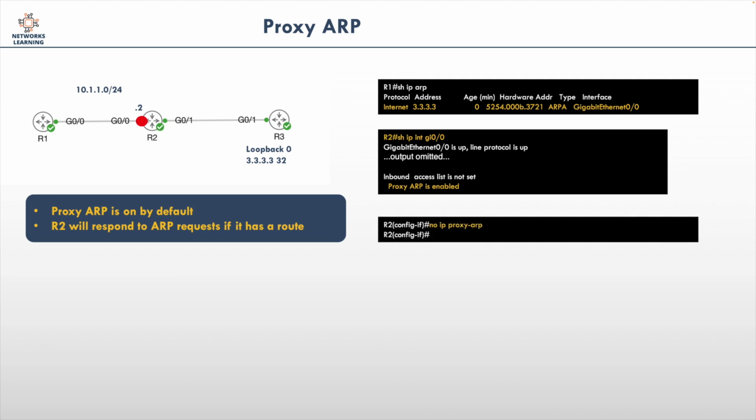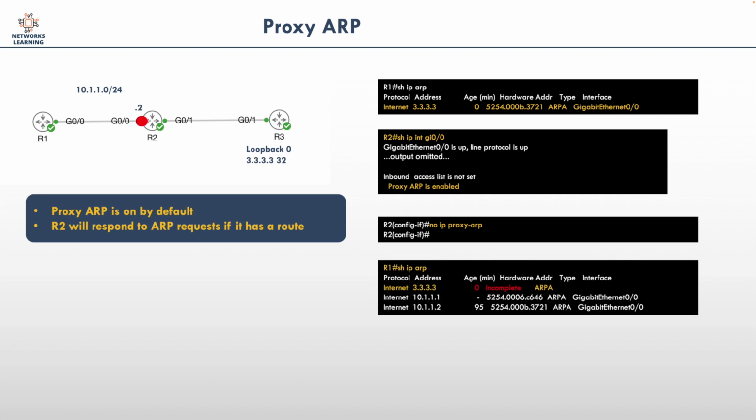What happens if I remove the Proxy ARP? So going into router R2, I just configure no ip proxy-arp. R1 no longer receives replies when ARPing for 3.3.3.3, and you can see the ARP entry is incomplete, and as a result 3.3.3.3 will be unreachable.